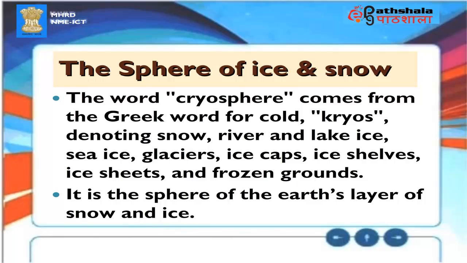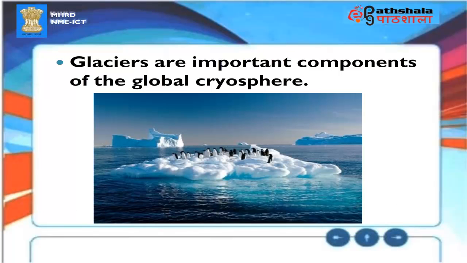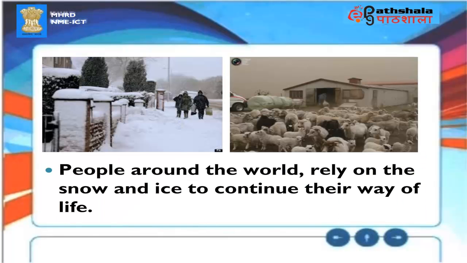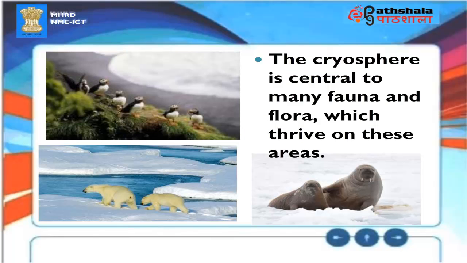Glaciers are important components of the global cryosphere. A lot of studies have been made on the global distribution of glaciers. People around the world rely on the snow and ice to continue their way of life. The cryosphere is central to many fauna and flora which thrive on these areas.